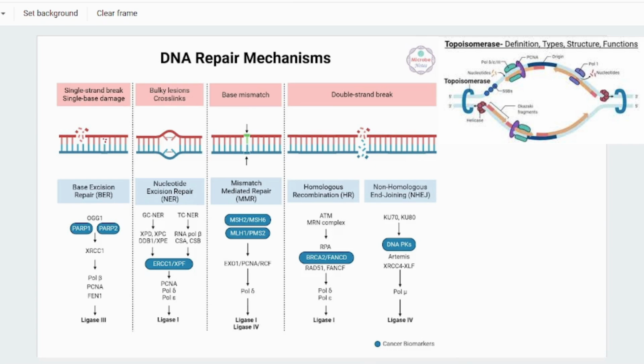Nucleotide excision repair is involved in bulky lesions that distort the DNA double helix, which is typically due to UV damage. UV can cause adjacent thymine nucleotides to form crosslinks on adjacent T residues that form dimers through a cyclobutyl ring, which distorts the DNA double helix, disrupting DNA replication and transcription.